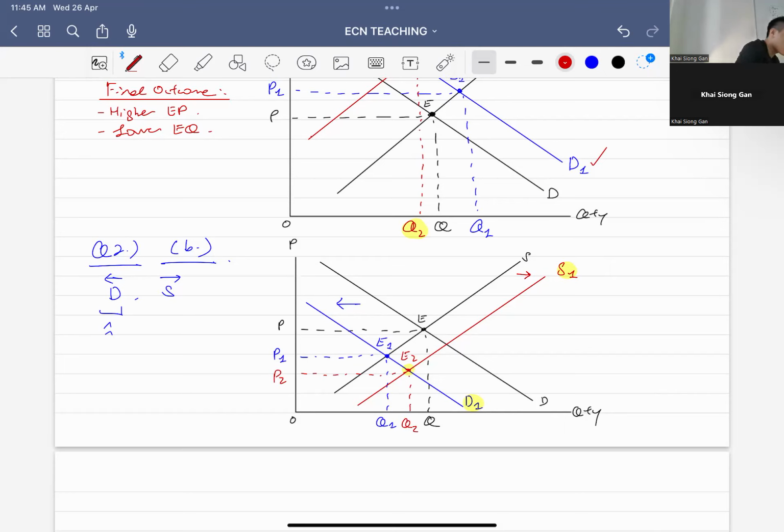Quantity, that one, it depends on how you draw. So quantity is not fixed. What is fixed is this one, P2. This one, not sure. It depends on your skill. Okay, so therefore, the final outcome, lower price and lower quantity. When you compare the new quantity and the old quantity, it becomes lower.